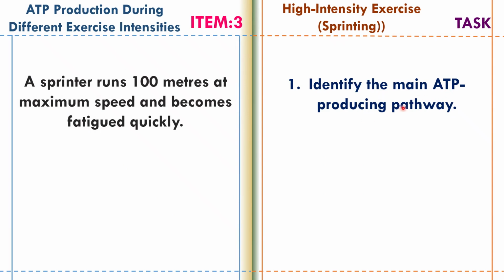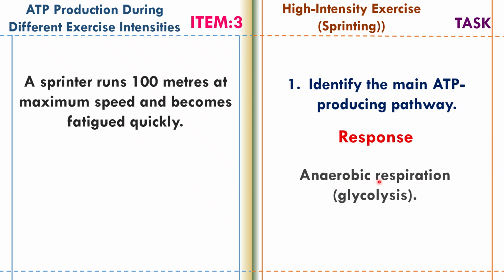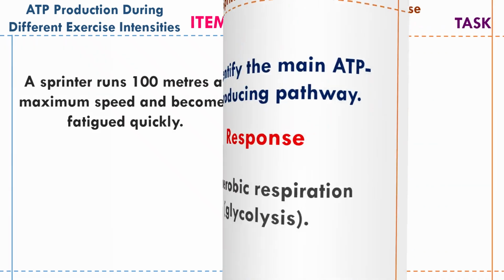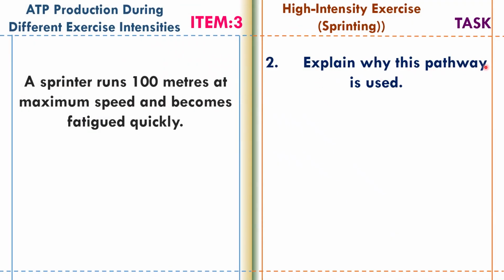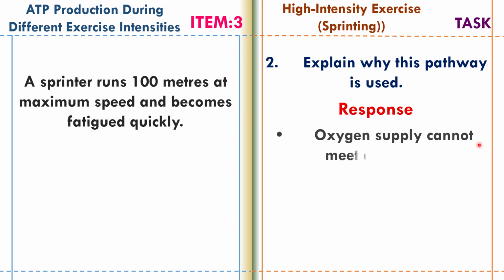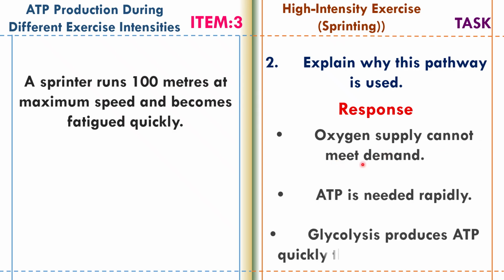Identify the main ATP producing pathway. Anaerobic respiration, that is glycolysis. Explain why this pathway is used. Oxygen supply cannot meet demand. ATP is needed rapidly. Glycolysis produces ATP quickly, though inefficiently.